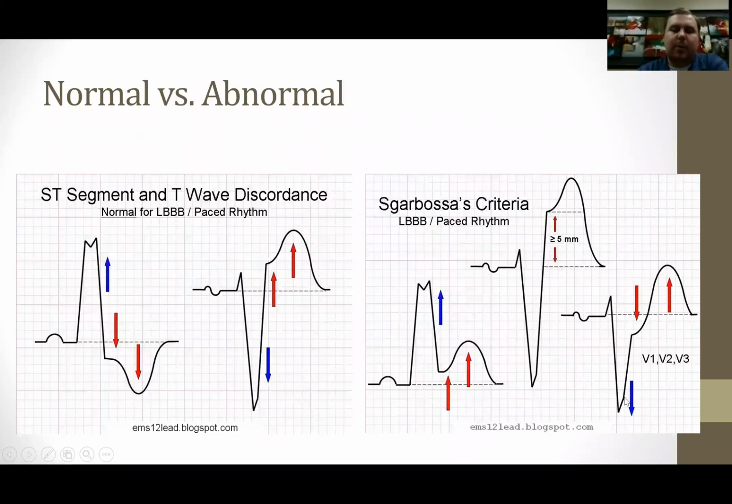So, the different points of Sgarbossa criteria. Point 1 was this concordant ST elevation. All it has to be is in one lead. So one lead can have this ST elevation: a positive QRS and then an ST elevation. That's always going to be a sign of STEMI. Criteria 2 is this dominant S wave, so negative QRS with ST depression, which only has to be in one lead to meet criteria, or ST elevation greater than 5 millimeters.